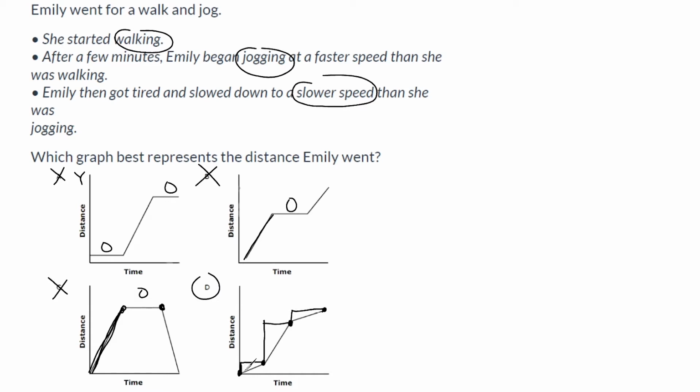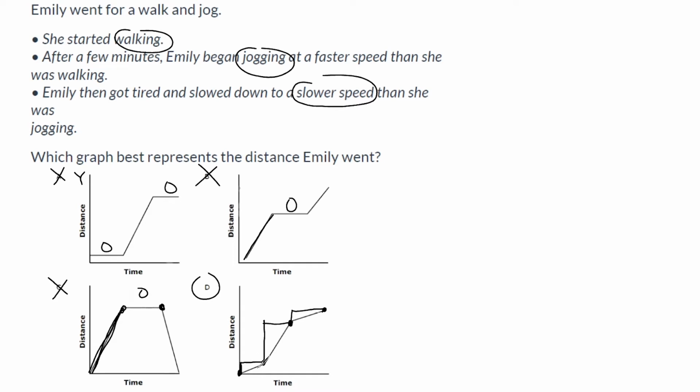Now we can see that the first part of our graph here is a little bit flatter or closer to zero, which means she's not covering that much distance over time. And it does say that she began walking, so that would make sense. During the second part, notice that the line is going up much steeper, so we can see that Emily's covering more distance over a relatively small amount of time, and then it tapers off at the end and it's kind of back to a walk.